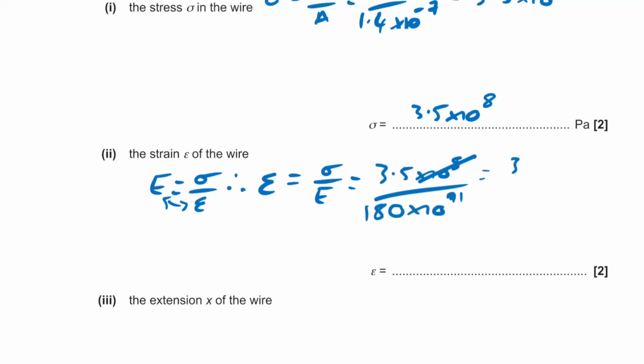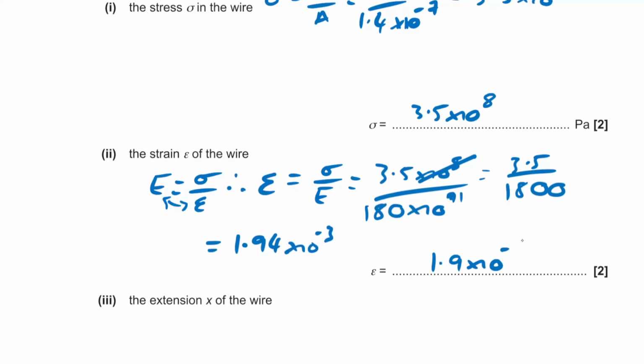So in other words, 3.5 divided by 1,800. And that gives us 1.94 times 10 to the minus 3. So let's just say 1.9 times 10 to the minus 3.